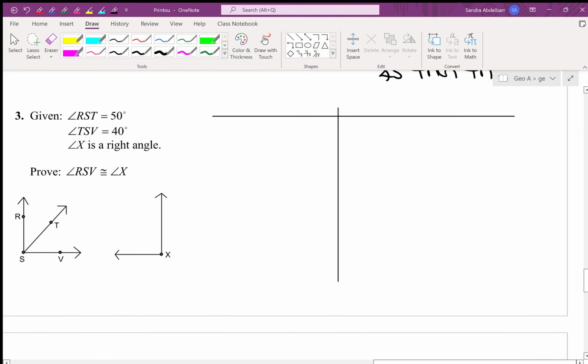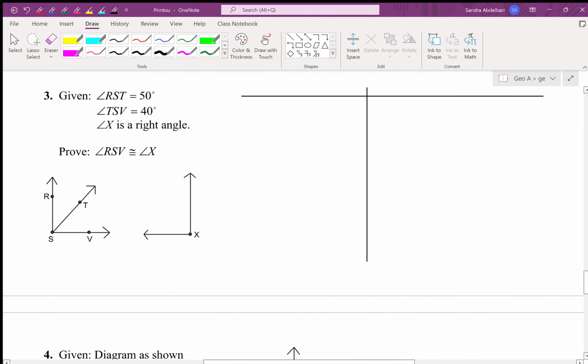All right, next proof. Again, what am I going to do? I'm going to go through my given. I'm going to label my information. Angle RST is 50 degrees. Follow the letters, label your angle. So that's 50 degrees. Angle TSV is 40 degrees. Label our angle. And angle X is a right angle, so I'm going to make a box.